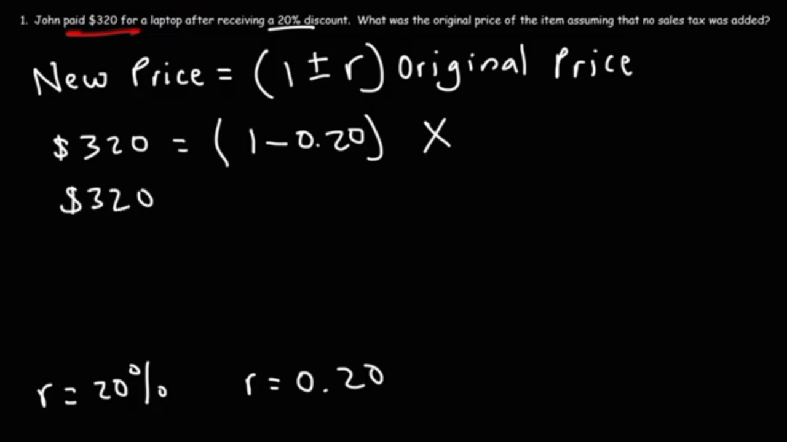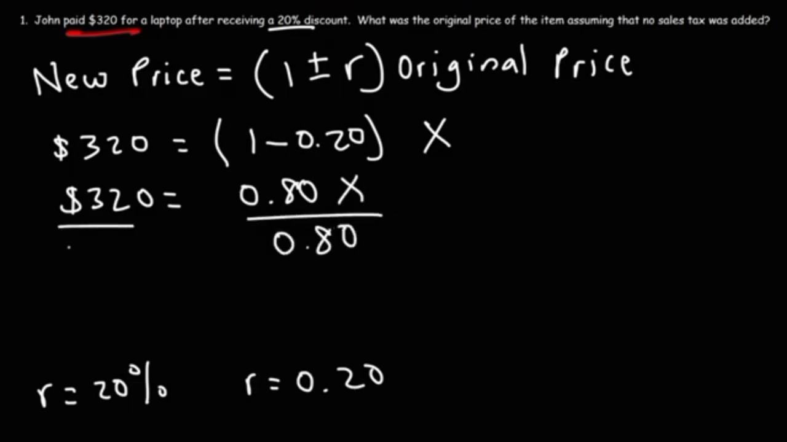So 1 minus 0.20 is 0.80. So what this means is that after receiving a 20% discount, the new price is 80% of the original price. Now, in order to calculate the original price, we need to divide both sides by 0.80. So the answer is going to be 320 divided by 0.80.